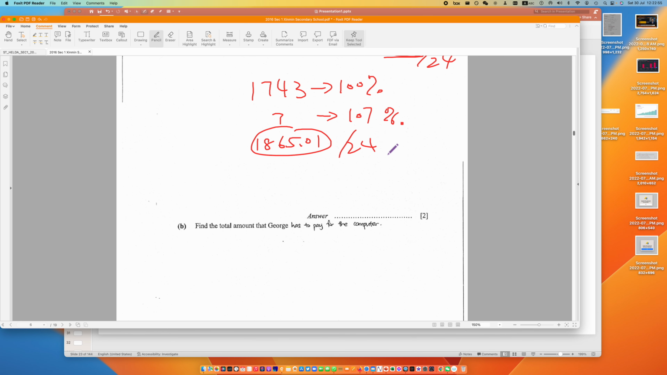Yeah, so the total amount is what? The total amount is the 100%, so the total amount is actually 107% in this case. So they are asking for the 1865, which you have already found, right? Okay? Then if they ask for the monthly payment, you just use the total divided by 24, like in this case. Okay? Very simple.